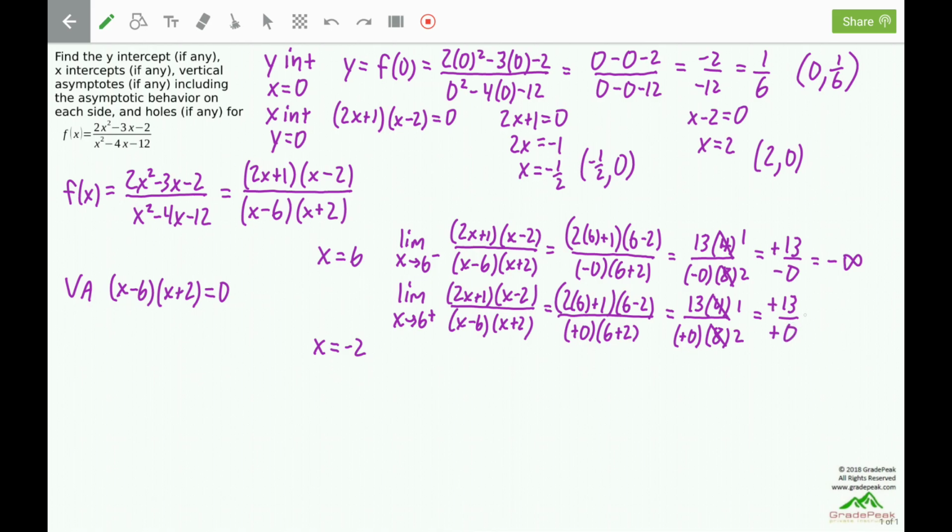13 in the numerator is positive. Positive over positive is positive. Non-zero over 0 is an infinity. And there's the asymptotic behavior on each side of the x equals 6 vertical asymptote.